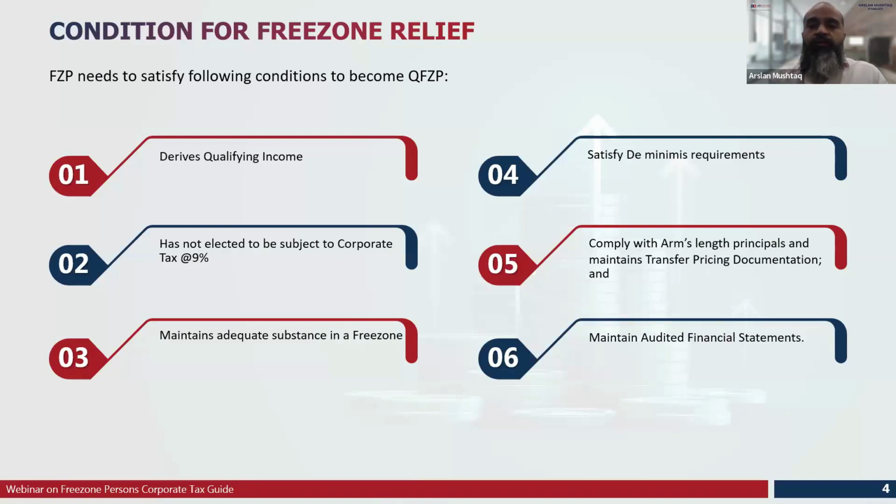And then you also have your arm's length principle and maintain transfer pricing documentation. So that's already there. And apart from that, you still have a de minimis requirement, which you need to fulfill. And also you need to have your audited financial statements ready for each tax year. So these are the main conditions which are there in the relief, and there is no change in them.